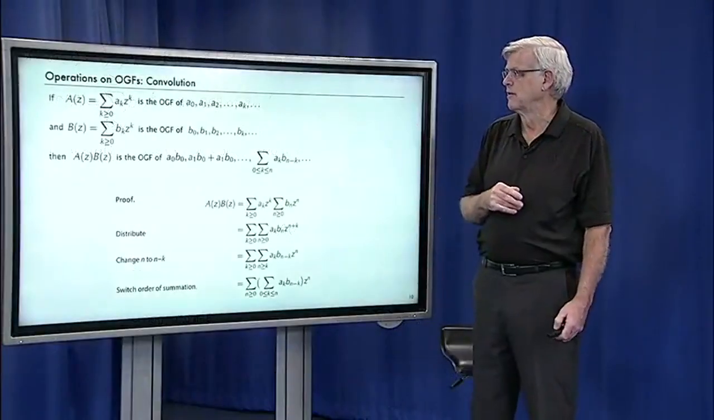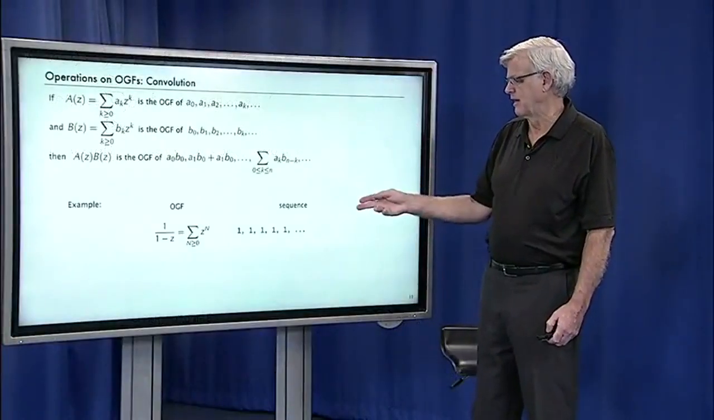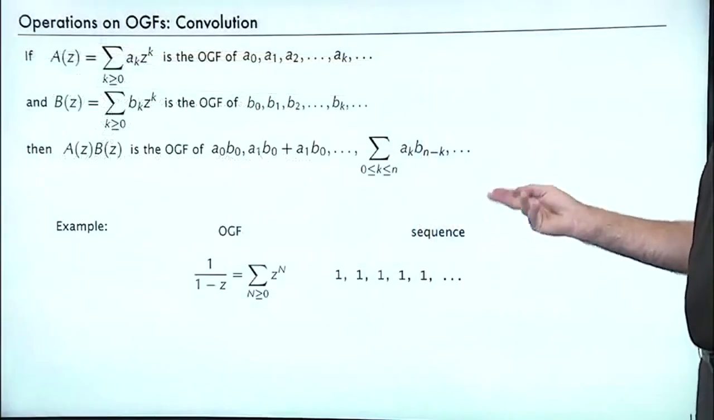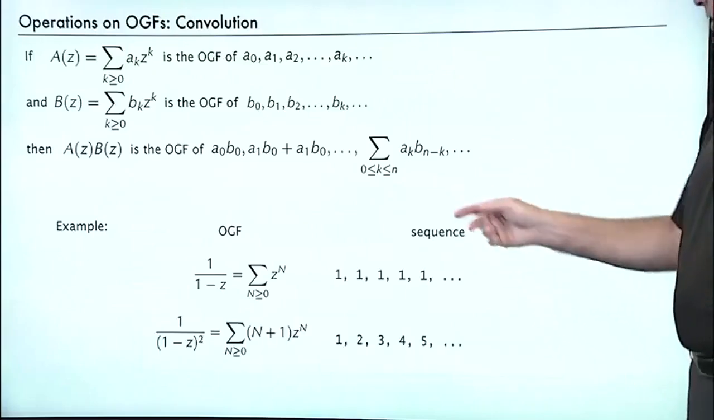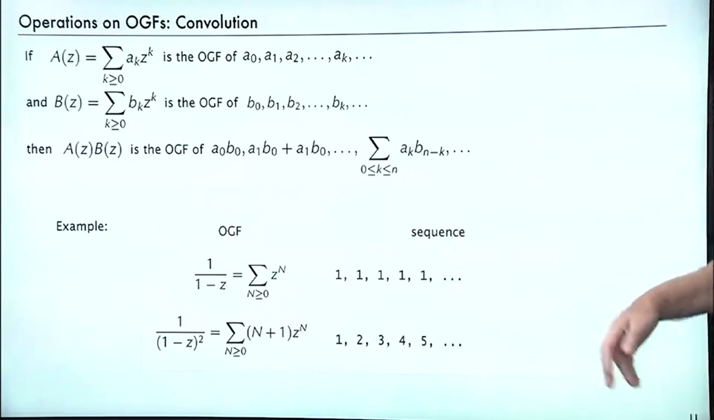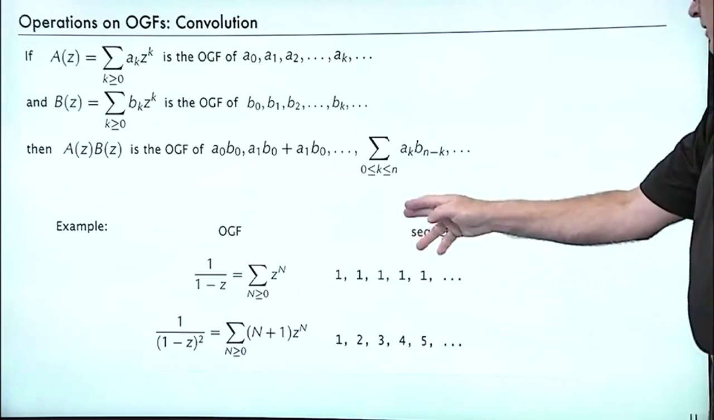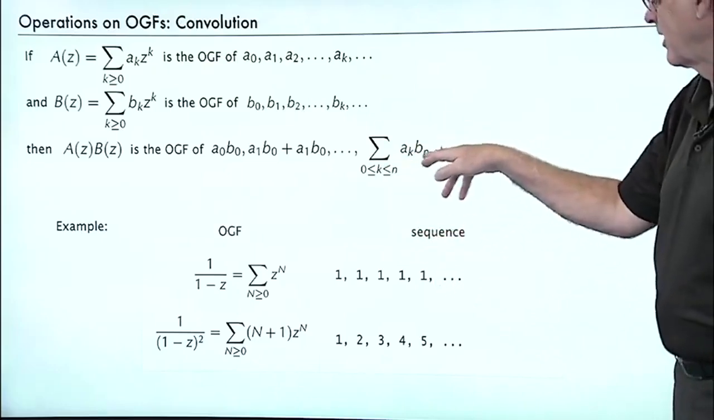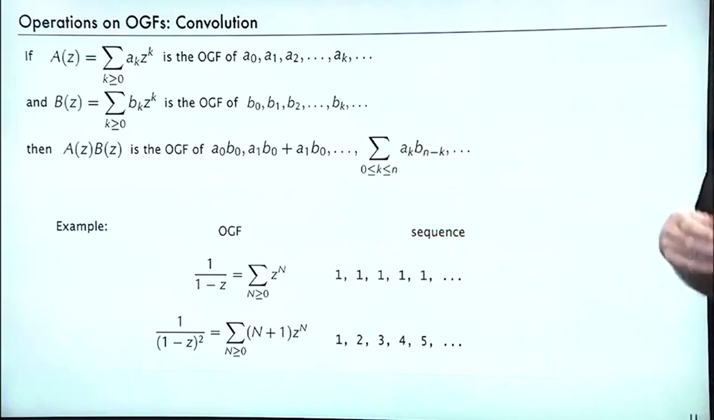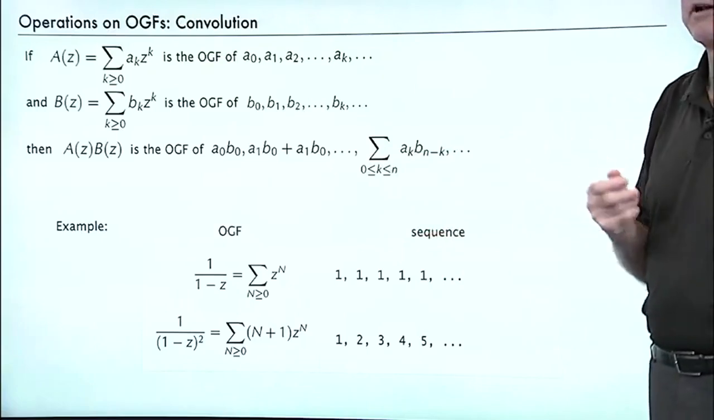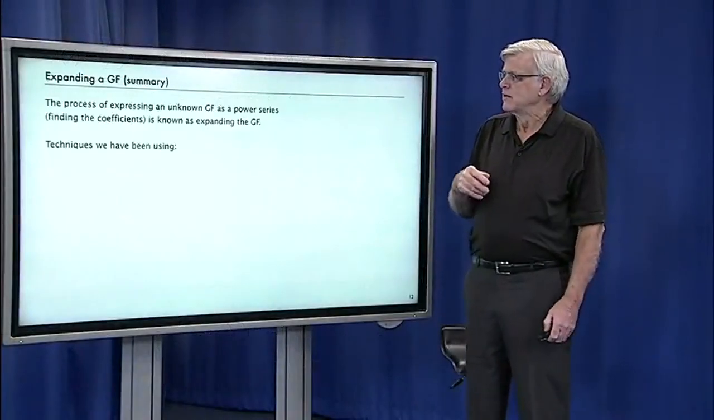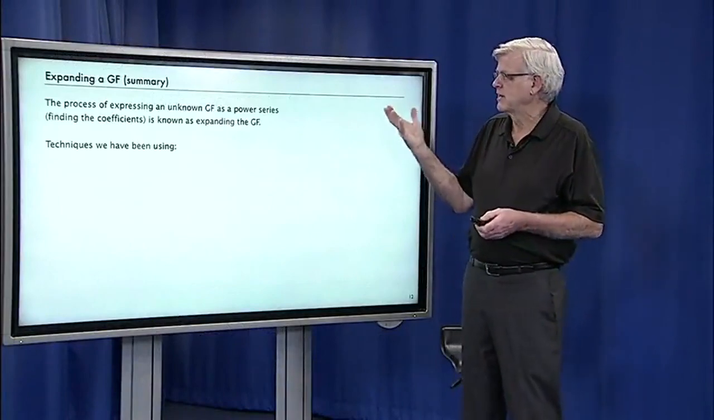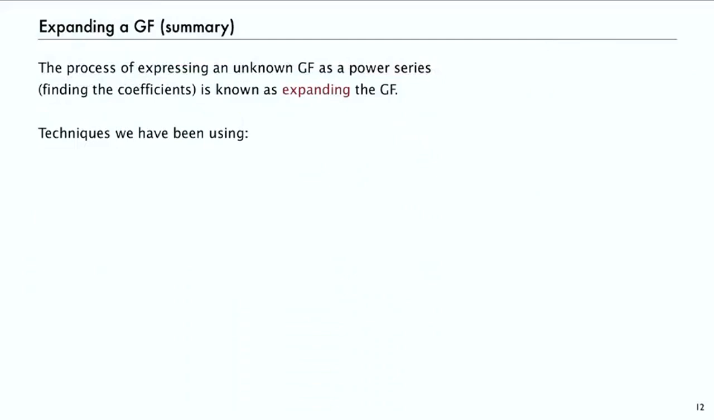So that's convolution. For example, another way to derive the generating function for the natural numbers is just to square the generating function for ones, and then you can do the math to see that this convolved product is just n plus 1 in that case. And that's a different way to derive the generating function for the natural numbers. So that's convolution.